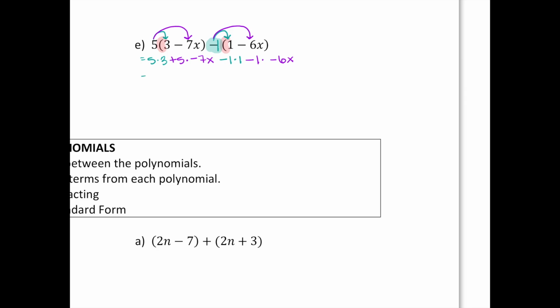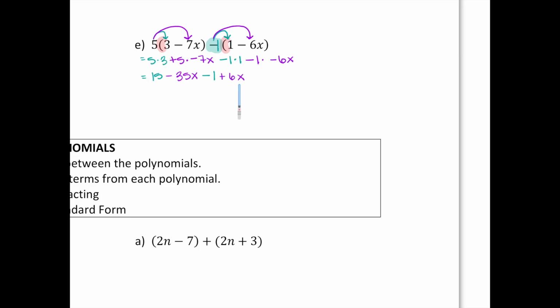And now this becomes 5 times 3 is 15. 5 times negative 7x. Remember, again, order of operations, you do all the multiplying first. So 5 times negative 7 is negative 35. And then we have the x. And then negative 1 times 1 is negative 1. And negative 1 times negative 6x is a positive 6x.